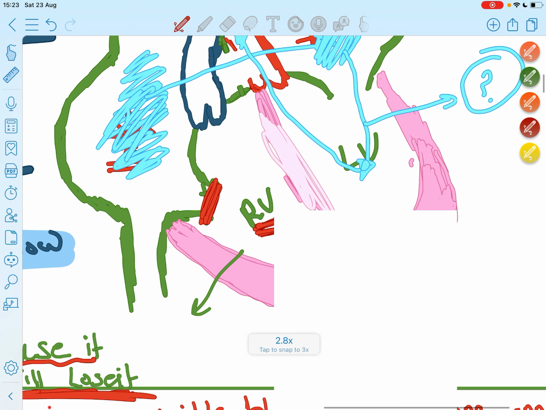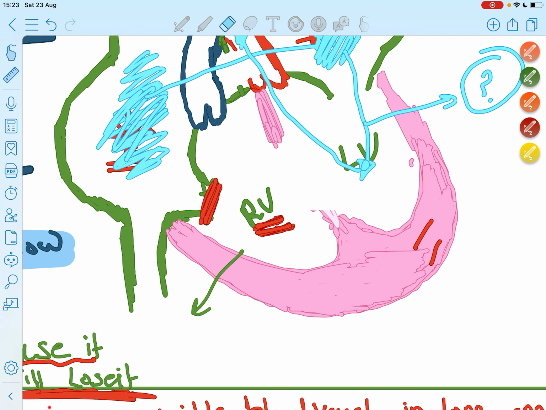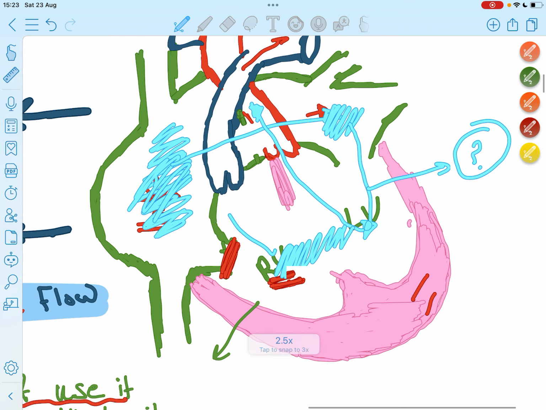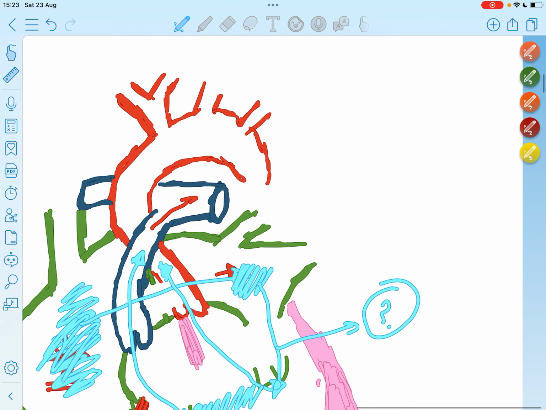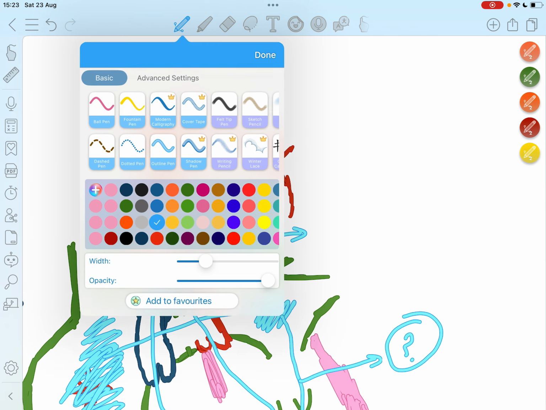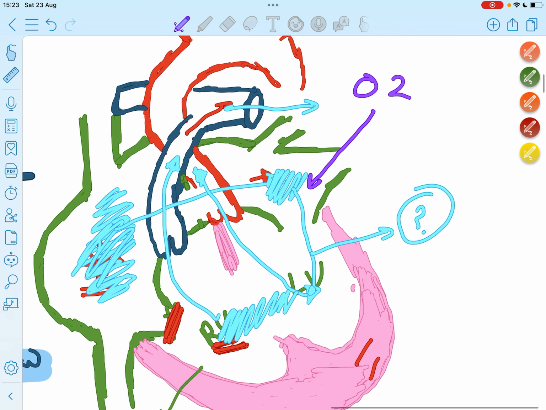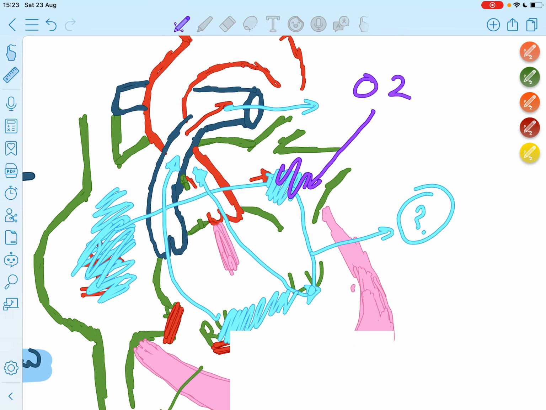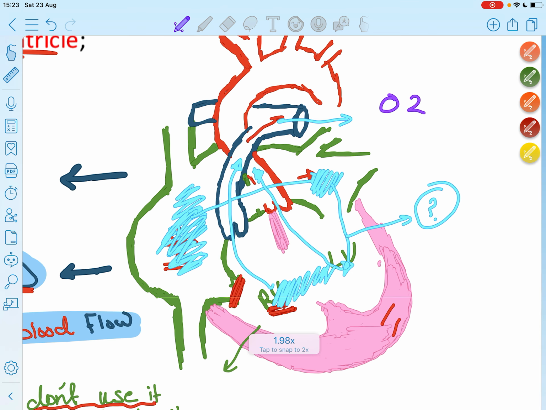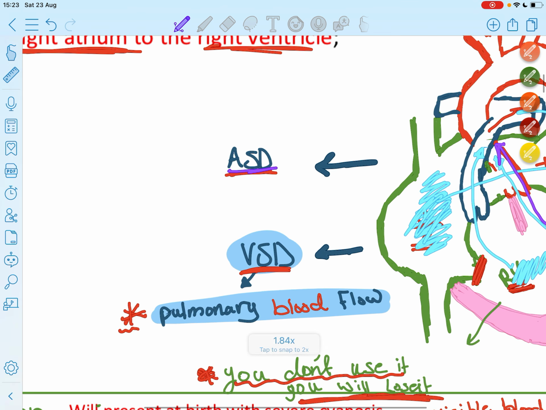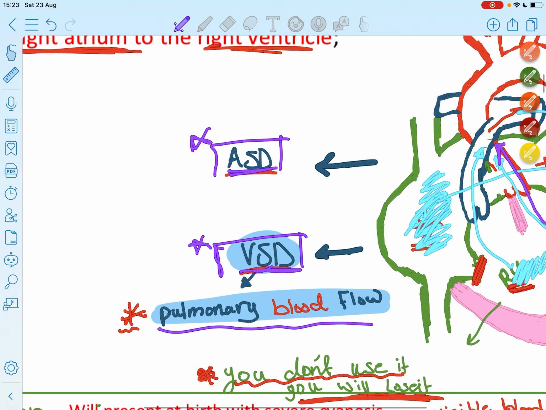So we have a ventricular septal defect here, and here's the baby, and here's the blood. It will move from the left ventricle to the right ventricle, and it will go to the pulmonary blood flow where it will get oxygenated. And from here it will go to the left atrium, to the left ventricle, and pump to the body. So we should have both the atrial septal defect and ventricular septal defect to promote pulmonary blood flow.